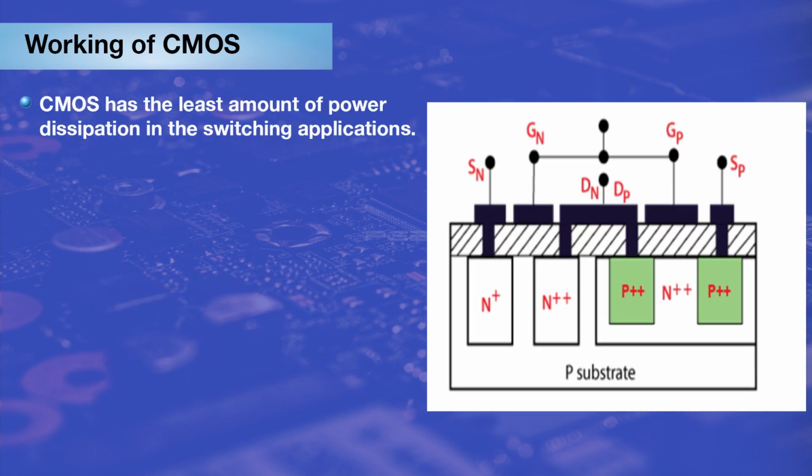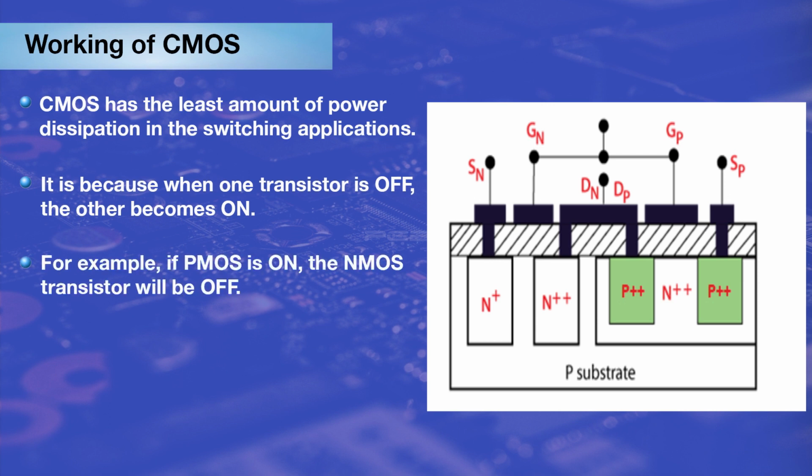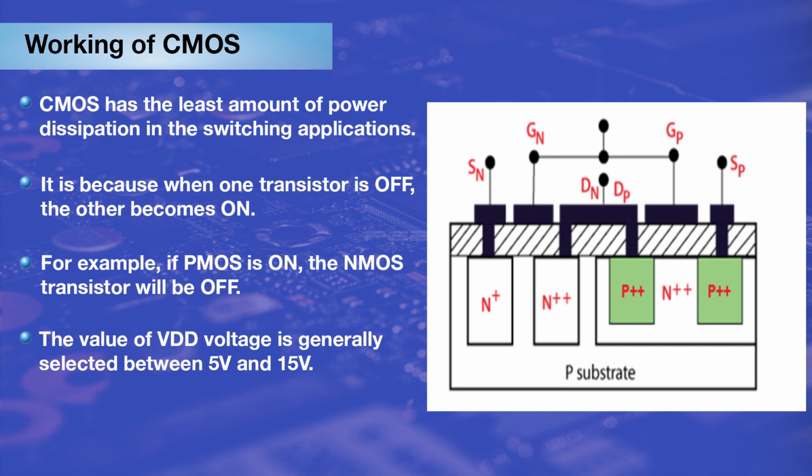CMOS has the least amount of power dissipation in switching applications. It is because when one transistor is off, the other is on. For example, if the PMOS is on, the NMOS transistor will be off. The value of VDD voltage is generally selected between 5 volt and 15 volt. The symbol of CMOS is shown in the figure.